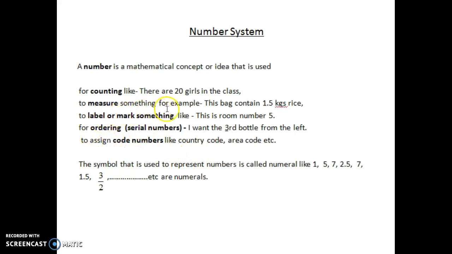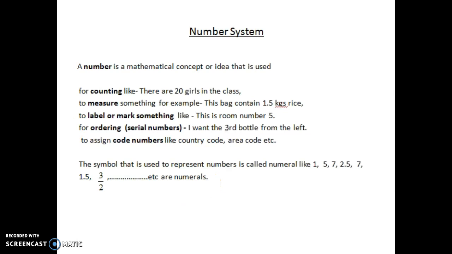To label or mark something, for example, this is room number 5. To order, for ordering, like serial numbers, I want the third bottle from the left. And to assign code numbers like country code, area code, etc. The symbol that is used to represent numbers is called numeral, like 1, 5, 7, 2.5, 1.5, 3/2, etc. are numerals.